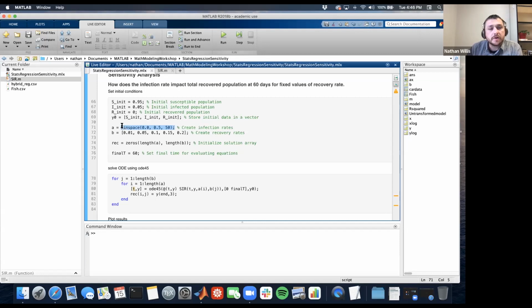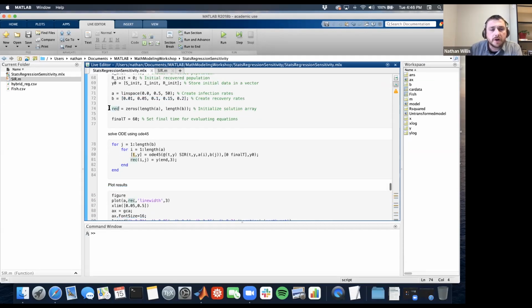Now what we want to do is make a whole bunch of recovery rates. We're going to specifically make 50 of them between 0 and 0.5. We're going to pick a few different infection rates. We're going to pick a few different recovery rates. And we're going to see how these values change the overall solution.